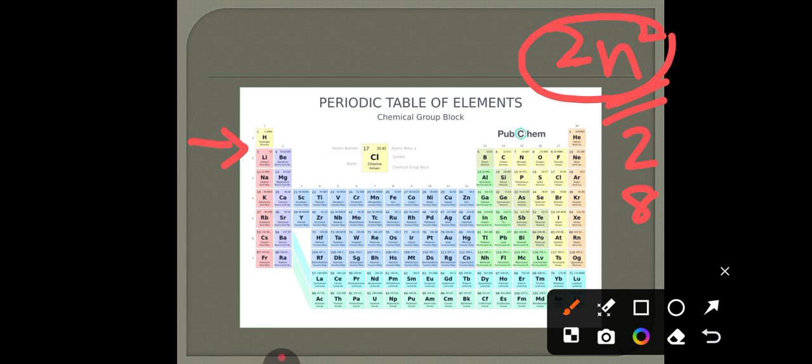When I substitute n is 2, I get 8, because 2 squared is 4, and 2 fours are 8. Then when I substitute n is 3, I get 18, and when n is 4, I get 32. So here also, if you observe, students, they are arranged in the same pattern.